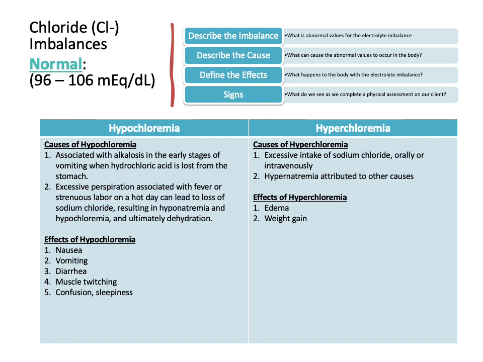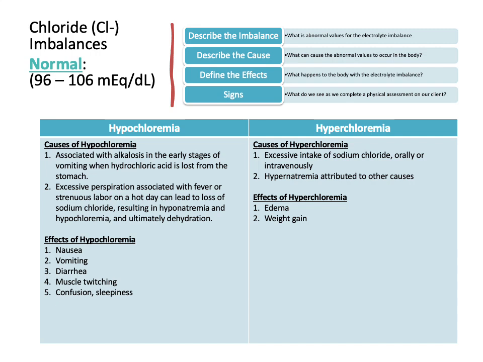Chloride is an anion, and our normal values are 96 milliequivalents per deciliter to 106 milliequivalents per deciliter. When we have low chloride levels, we call this hypochloremia. And it's important to know that chloride normally follows sodium levels. So when we see a decrease in sodium levels, we see a decrease in chloride levels. So they're heavily associated with each other.